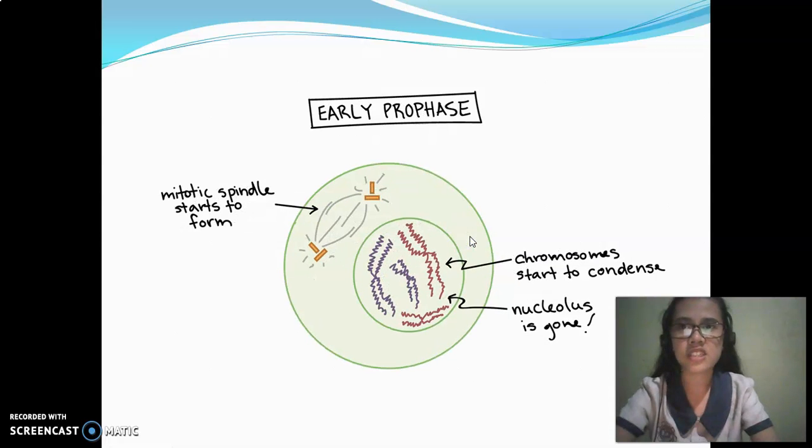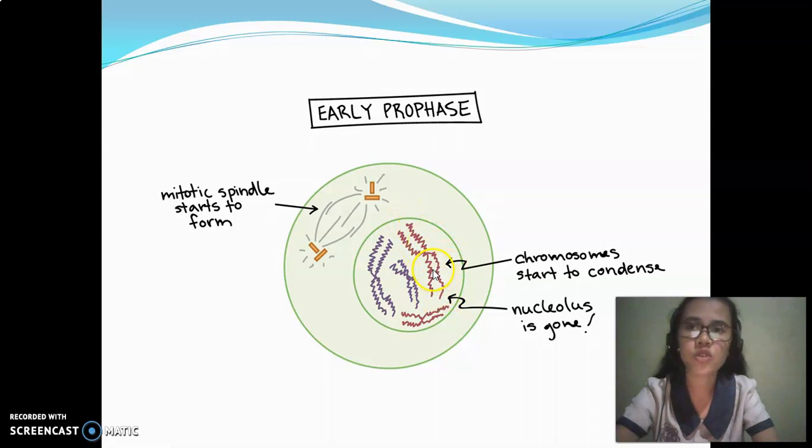After the interphase is the prophase. In this picture, the mitotic spindle starts to form. This one here. The chromosomes start to condense into X-shaped structures that can easily be seen under a microscope. And the nucleolus that was once here disappears.